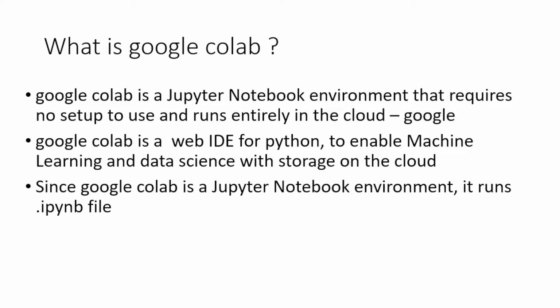What is Google Colab then? Colab is actually a short form of collaboration and laboratory. So Google Colab is a Jupyter Notebook environment that requires no setup to use and runs entirely in the cloud. And this is what Google says. It doesn't need any setup and it runs entirely in the cloud. And Google Colab is a web IDE for Python to enable machine learning and data science with storage on the cloud. So primarily the developers had machine learning and data science in mind when they developed this interactive IDE for Python, Google Colab. But you can use this for so many other purposes apart from ML and data science.